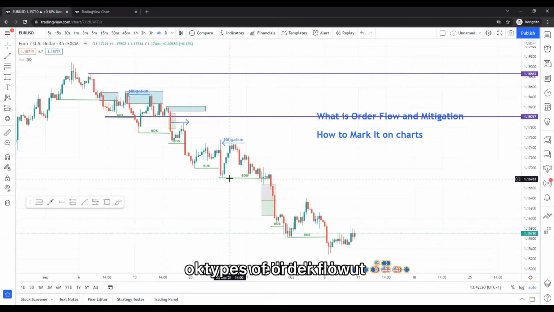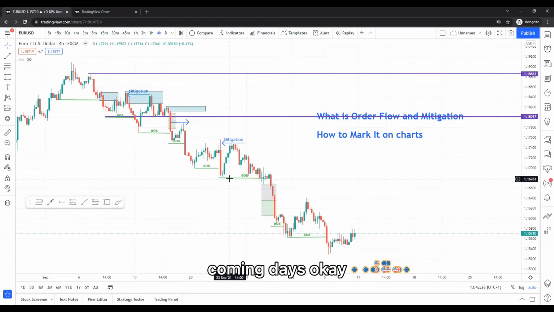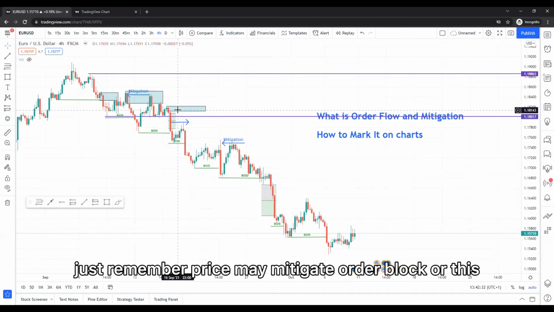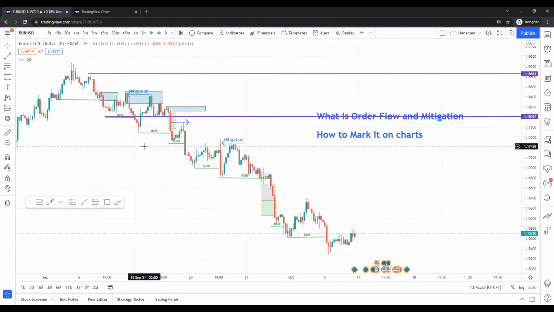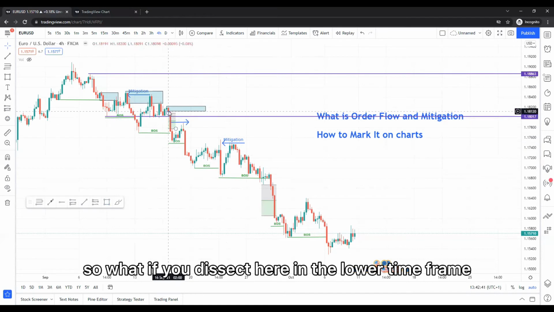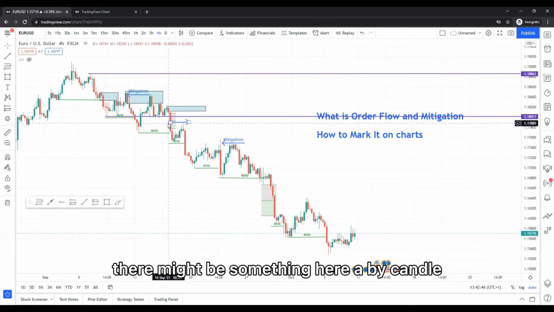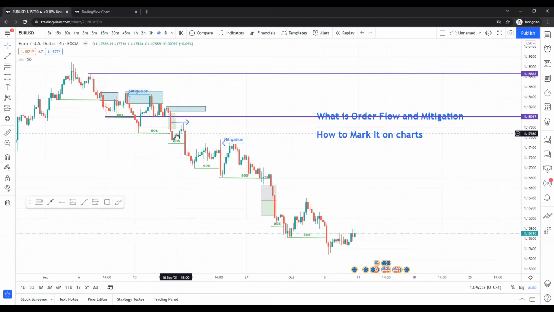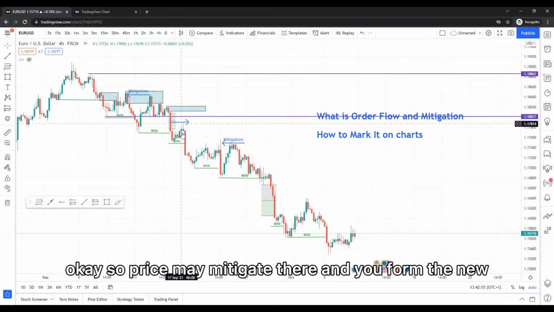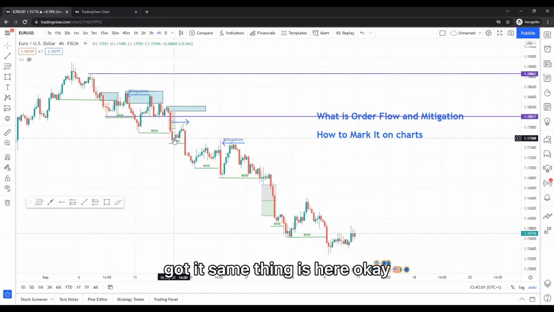So we'll talk about types of order flow, strong order flow and weak order flow, in coming topics, coming days, okay. But just remember, price may mitigate an order block or this price inefficiency, 50% of this, right? But if you dissect here in the lower time frame, you might see something here, a buy candle, the last buy candle before this break of structure, okay. So price may mitigate there and you form the new break of structure. Yeah, got it. Same thing is here, okay.